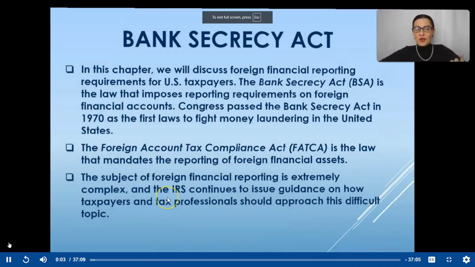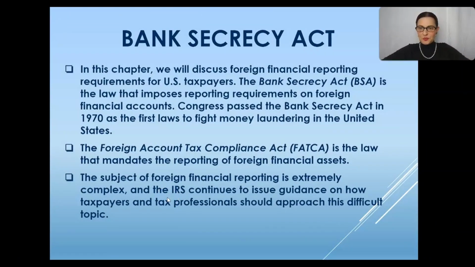In this unit, we're going to talk about foreign financial reporting requirements that apply to U.S. taxpayers. The requirements with regards to foreign financial reporting are not in the Internal Revenue Code. This is one of the areas of tax law that's unique because it's not part of Title 26. Title 26 is the Internal Revenue Code. But the Bank Secrecy Act, which is the law that imposes reporting requirements on foreign financial accounts, is in Title 31. These are not income tax provisions.